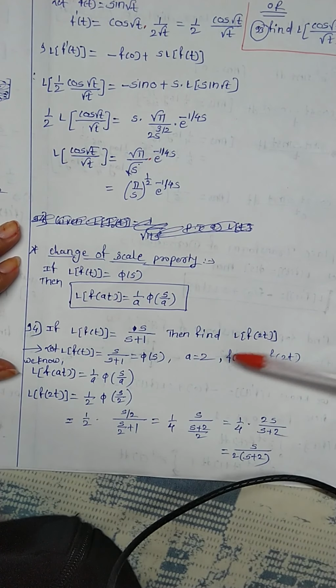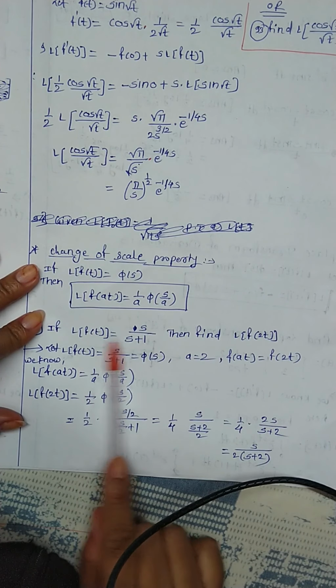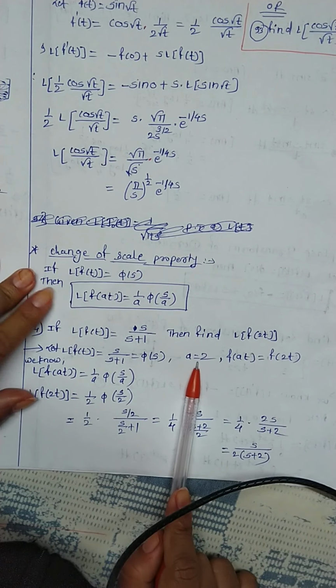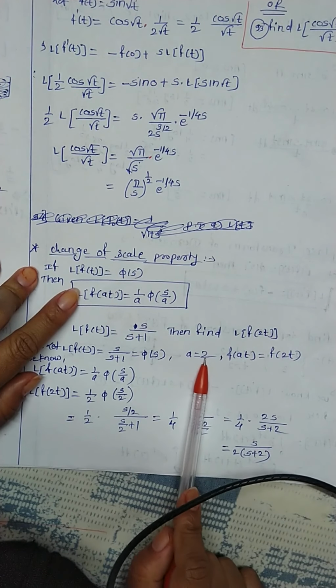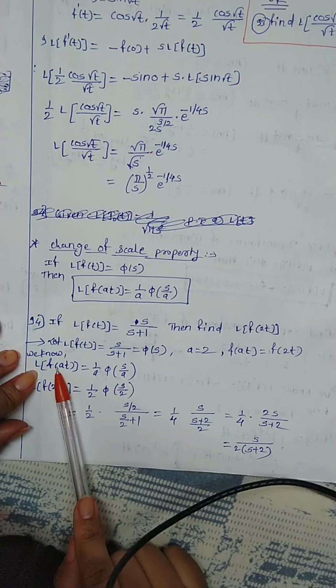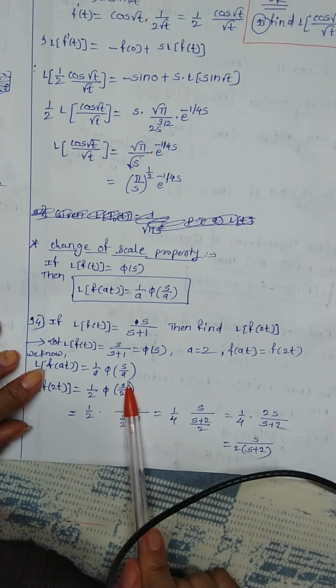Write down the property first. Everywhere you have to write properties. Let L of f(t) is equal to s upon s plus 1. Call it as phi of s by using this property. Here a value is 2. That is f of at means f of 2t. Now we know this is the property. Write down as it is. L of f of at is 1 upon a phi of s upon a.